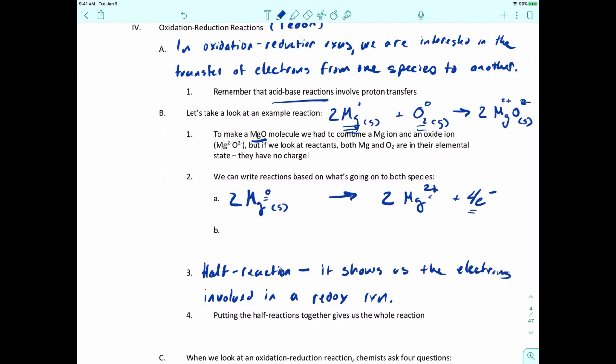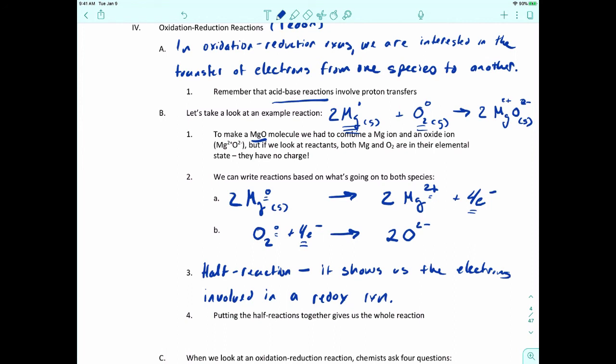We can also write a half reaction for the oxygen. On the left-hand side, we have O2, which has a charge of 0. And on the right-hand side, you've got 2 oxide ions, which have a charge of 2 minus. So in order to go from 0 to 2 minus, it had to gain electrons. This had to pick up 4 electrons because, again, we're dealing with 2 oxide ions. 2 times -2 gives you -4, and the only way you're going to get that is from 4 electrons. So you have one species that's giving up electrons, and another species that's taking them in.